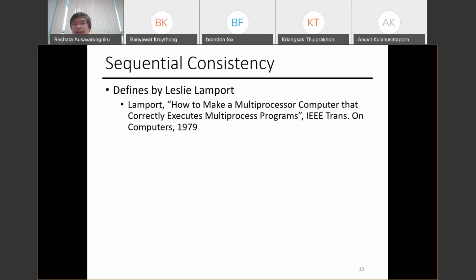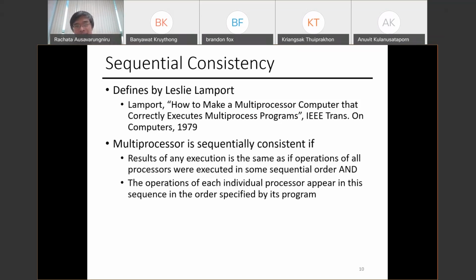The paper is called How to Make a Multiprocessor Computer That Correctly Executes Multiprocess Programs. It's published in 1979. And if you read the title alone, you will know, okay, this is going to be related to multiprocessors. It's going to be related to correctness, right? And this is basically what sequential consistency is aiming for. You run things on multiple processors and it should be correct.